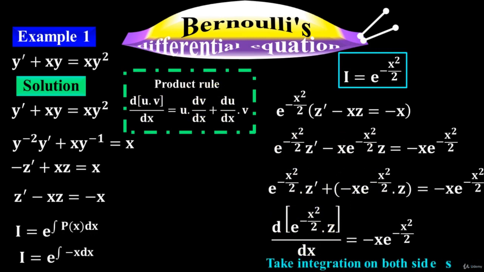Now take integration on both sides. After integration, I have integral of derivative of e to the minus x square over 2 times z equals integral of minus x times e to the minus x square over 2 dx. Integration will cancel with the derivative d over dx. They will cancel each other, and I am left with e to the minus x square over 2 times z equals integral of e to the minus x square over 2 times minus x dx plus c.